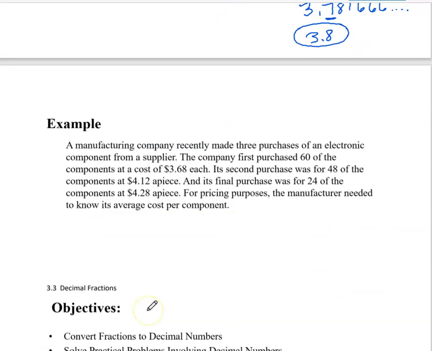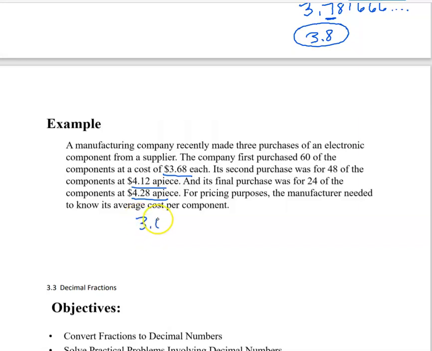Okay, here's our last problem. It says a manufacturing company recently made 3 purchases of an electronic component from a supplier. The company first purchased 60 of the components at $3.68. Its second purchase was 48 at $4.12 and 24 at $4.28. For pricing purposes, the manufacturer needed to know the average cost per component.